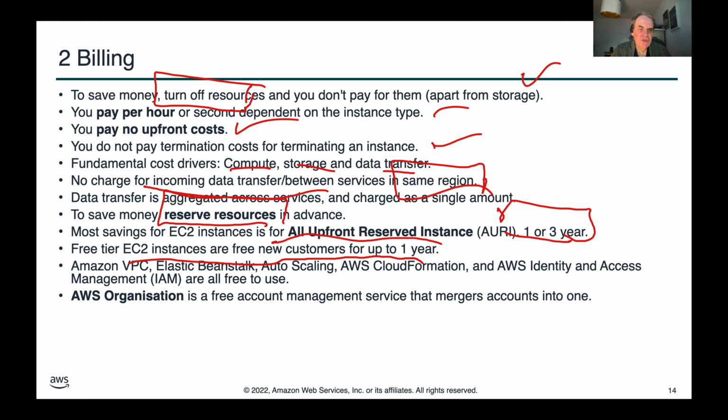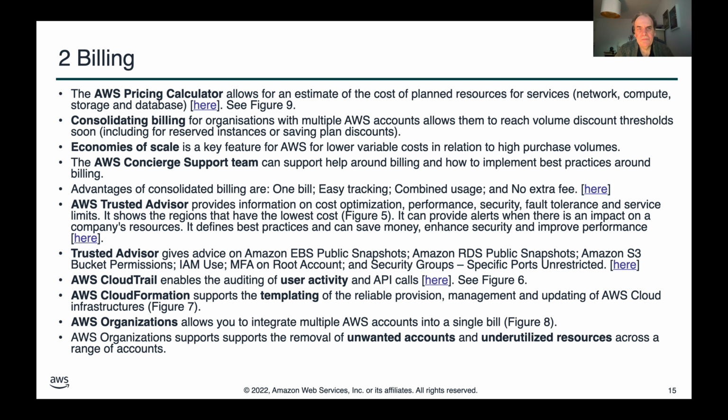We have Elastic Beanstalk, VPC, auto-scaling, CloudFormation, and AWS Identity and Access Management, which are all free to use. And we can aggregate all billing with different areas of an organization into one using AWS Organizations. So the billing calculator is useful to be able to estimate how much things are going to cost. And it's there we can actually define what we think we're going to be needing, and then we'll get an idea of our monthly costs from there.